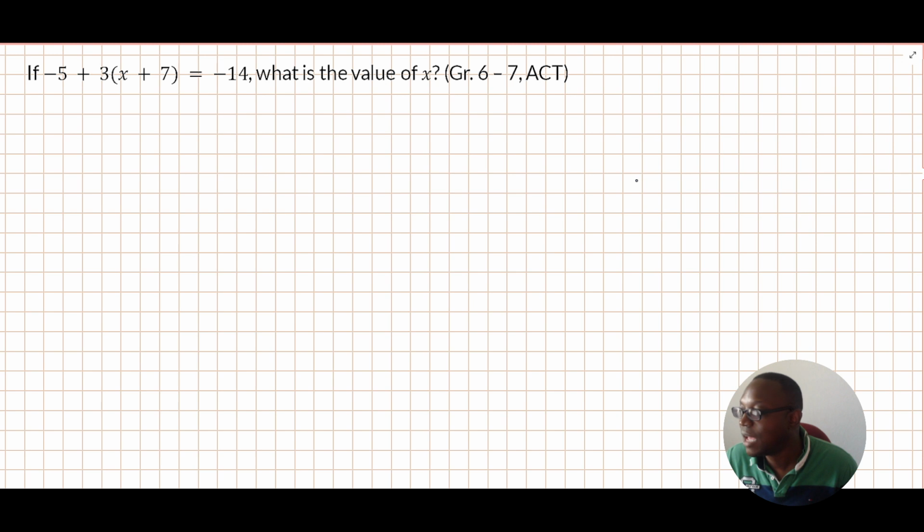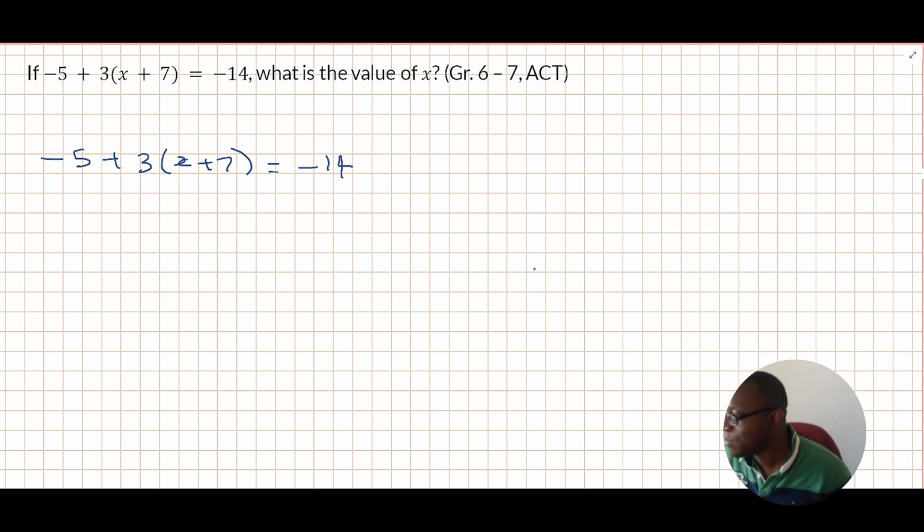All right, so now this is the final set of questions before I get into the other questions from other students. So now we have negative 5 plus 3 multiplied by x plus 7 equal to negative 14. So here we actually have to use PEMDAS.